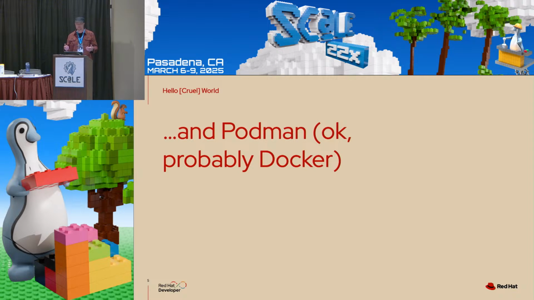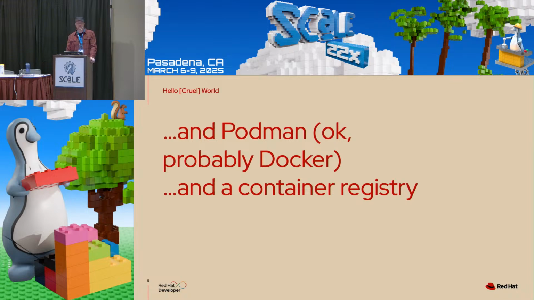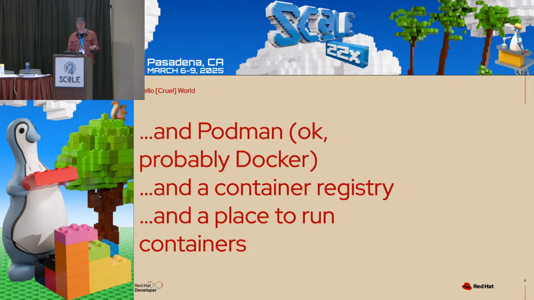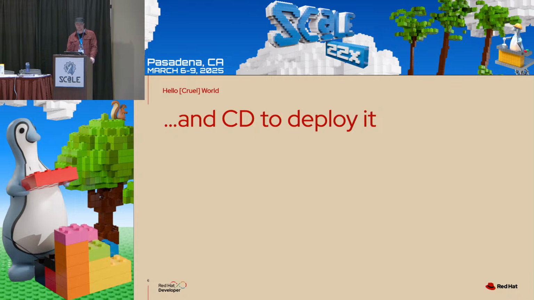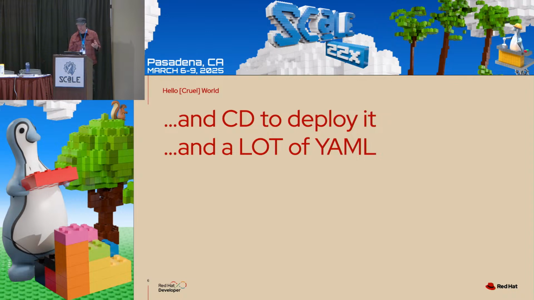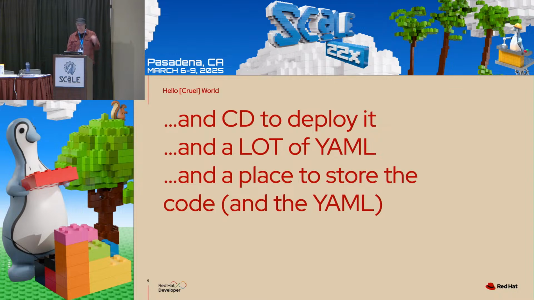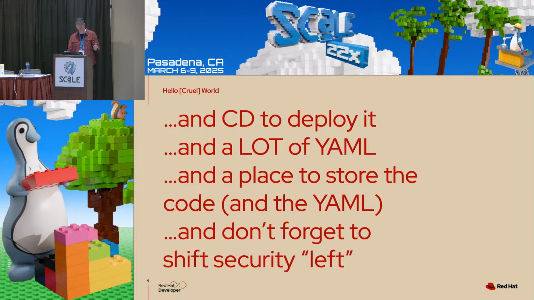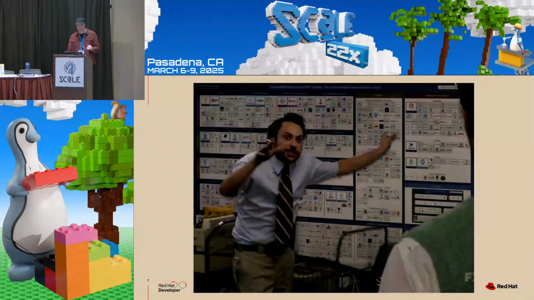Now developers may need to use something like containers. They may be using Podman or more likely maybe Docker. They're going to need a container registry to push that container image to. They're going to need a place to run containers, like a Kubernetes cluster of some sort. They're going to need a CD to deploy this. They're going to need a lot of YAML to capture all of these different abstractions they're adding in, and a place to store all the code and all the YAML. And don't forget to shift security left, or whatever else you're trying to shoehorn into this process.